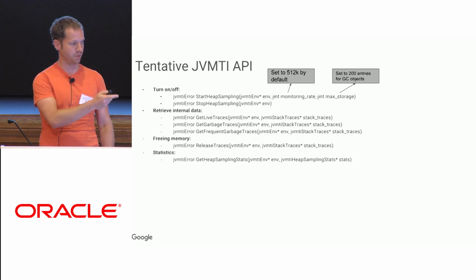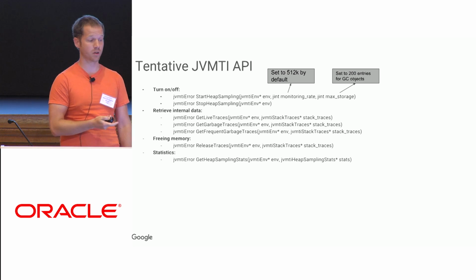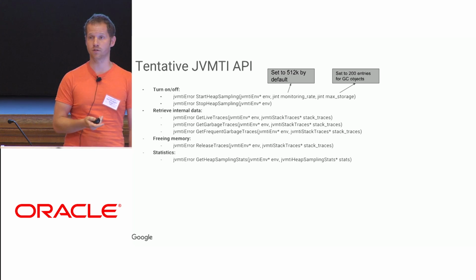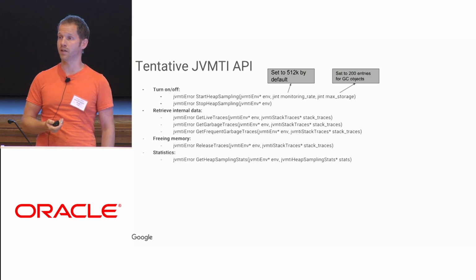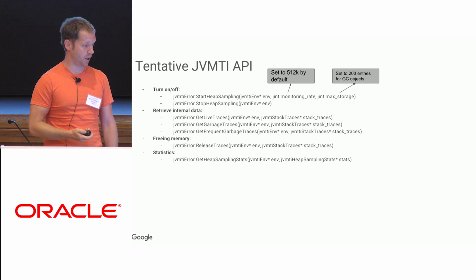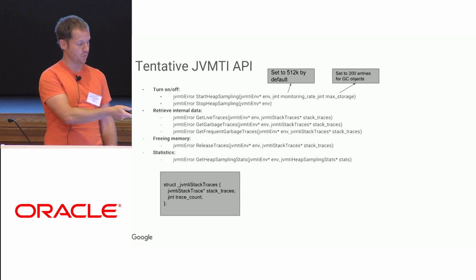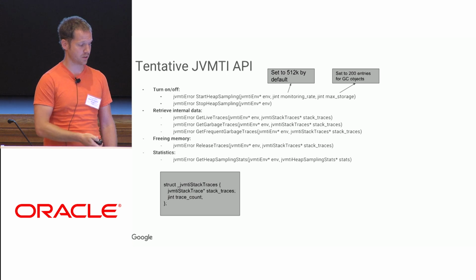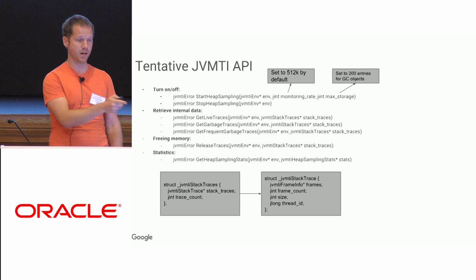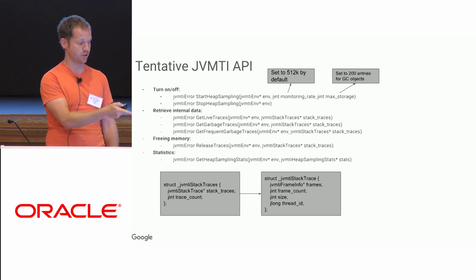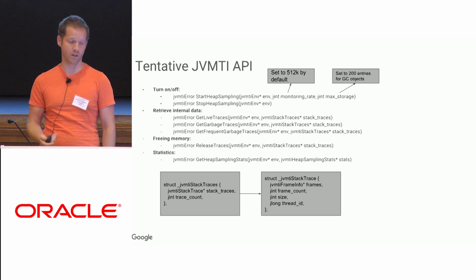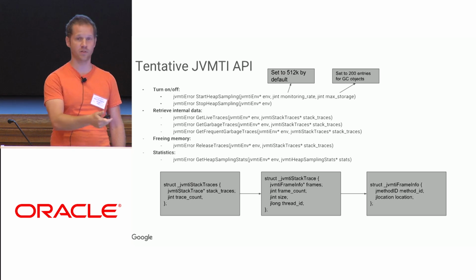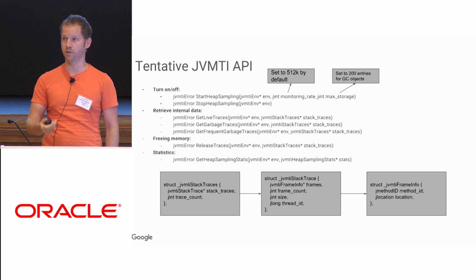At Google, we have 512K as the default monitoring rate, and our GC objects is set to 200. So we remember the last 200 garbage collected objects, and that generally has been enough to figure out what's going on. From a data structure point of view, for this webrev we created a new JVM stack traces structure, which has a stack trace array of JVM TI stack trace, which we also created. This uses JVM TI frame info, which already existed: the method ID and the location in the method, and that's all you need afterwards.